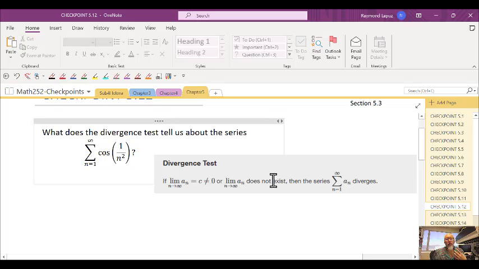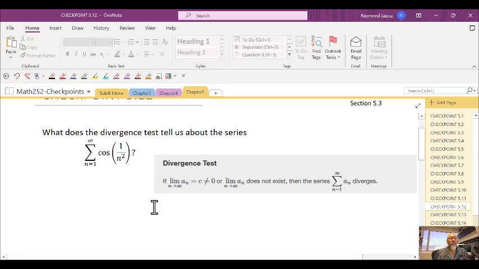Now, one caveat about this divergence test is that if that limit is equal to 0, then you know that it might not diverge, which means it could converge, but it could still diverge. So you have to be careful about using this test. It's a test for divergence, so it only says that if the limit does not go to 0, then it diverges. If it does go to 0, all bets are off. We don't know anything about this. We'll have to use another test.